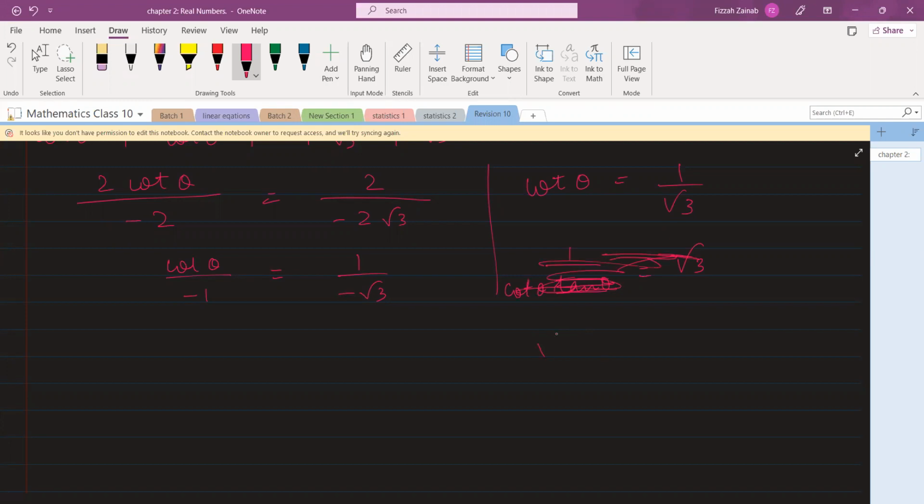Just cross multiply. So root 3 is equal to 1 upon cot theta, which is tan theta. So root 3 is tan theta. Now what should be theta here? 60 degree, tan 60, right? Yeah, so that implies that theta is 60 degrees.